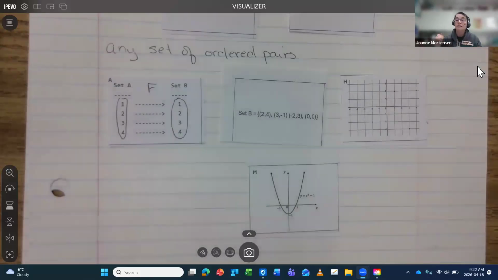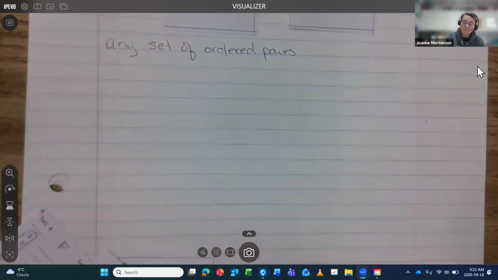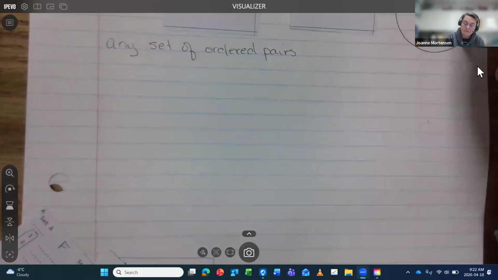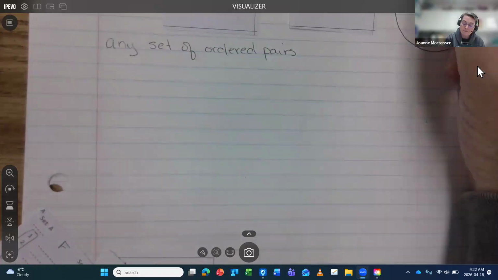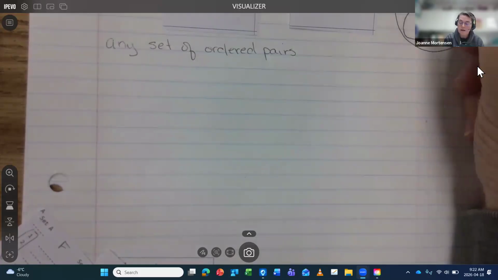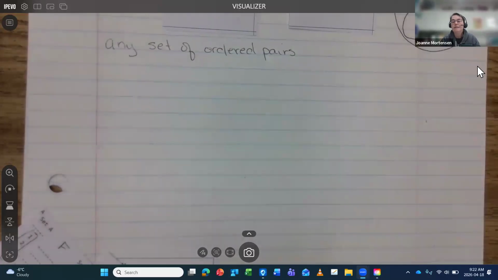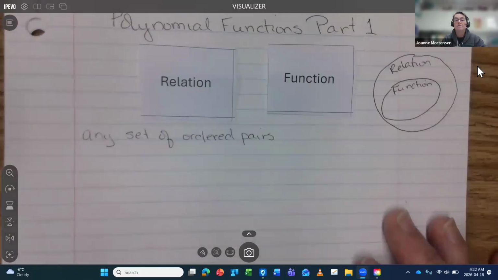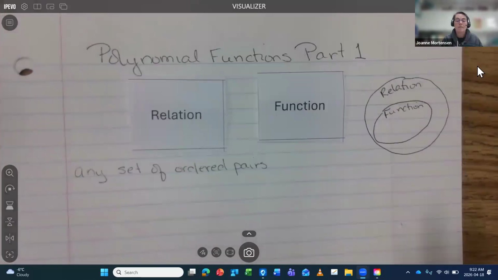Now, a function is a subset of relations. So, yeah, Venn diagram time. Whoops, move down so you can see. I am so out of practice with this.